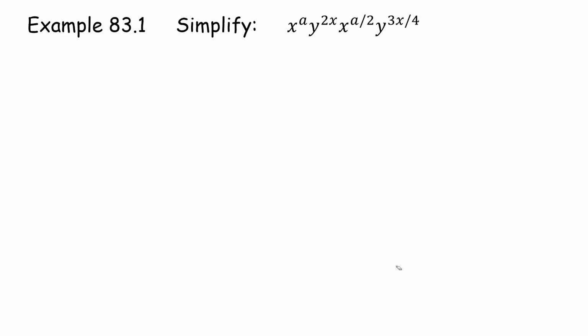So we can use those same rules even when we have a situation where we have variables in our exponents. So here you can see you have an x to the a power and an x to the a over 2 power. So those are like bases. They both have a base of x, and so you can add the exponents. So you're going to have x raised to the a plus a over 2. Then if you look at the other two factors here, you've got y to the 2x and you've got y to the 3x over 4.